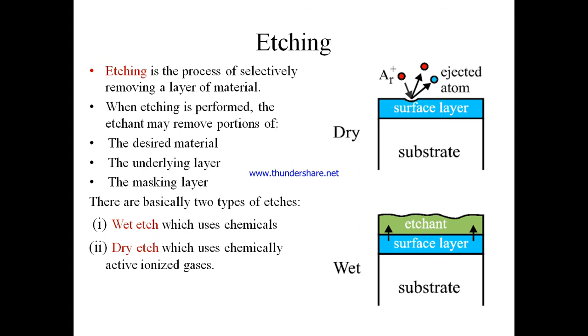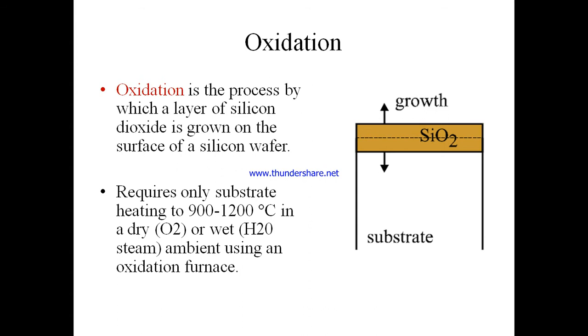Etching. Etching is the process of selectively removing a layer of material. When etching is performed, the etchant may remove portions of the desired material, or the underlying layer, or the masking layer. There are basically two types of etching. One is wet etching, and the second one is dry etching. Wet etching uses chemicals, and dry etching uses chemically active ionized gases. And next step is the oxidation.